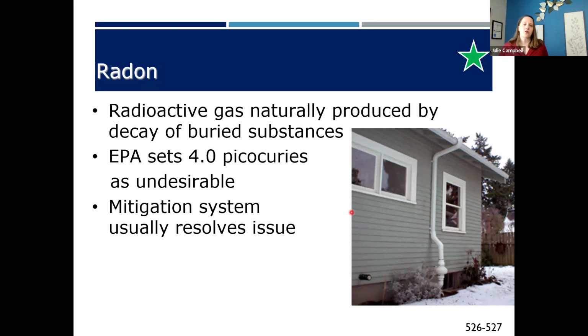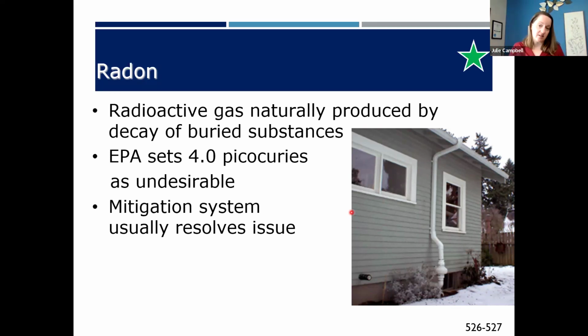So the only way to know if there's radon in your home is to test for it. It's odorless, it's tasteless, it's clear. The only way to know if there's radon in any property is to test for it. The EPA has set 4.0 picocuries and more as undesirable. So if the buyer chooses to have the property tested as part of their inspections, and it's more than 4.0 picocuries, then we may have to address having a radon mitigation system put into place.